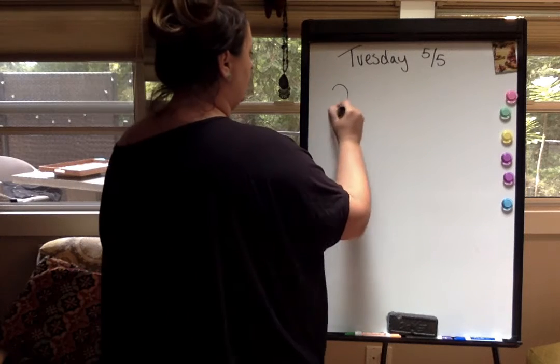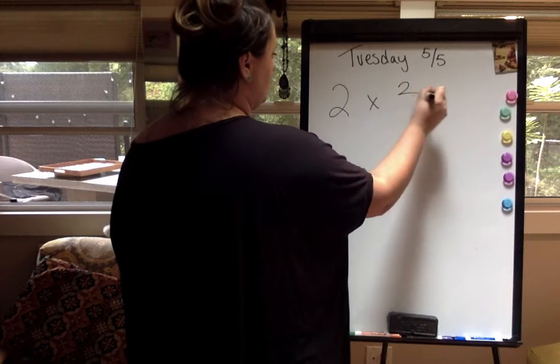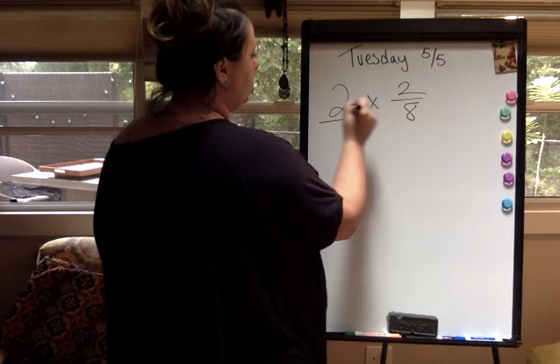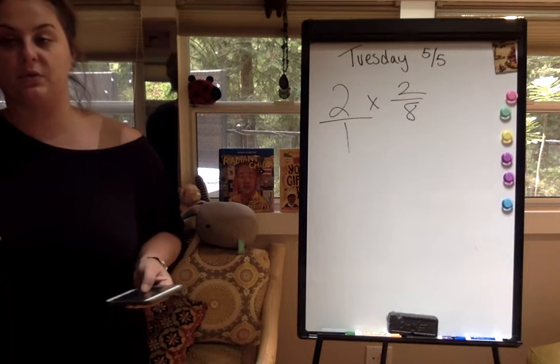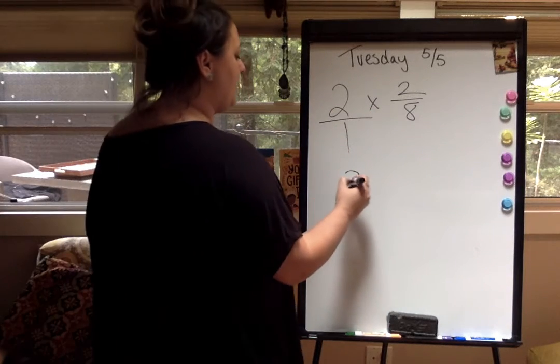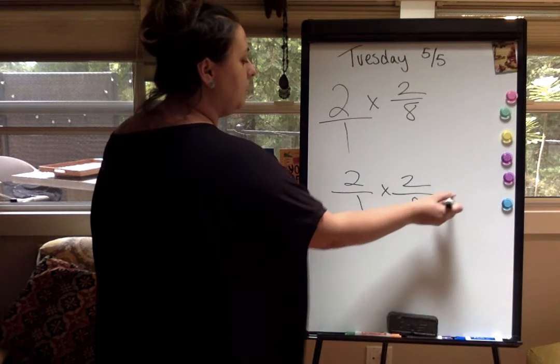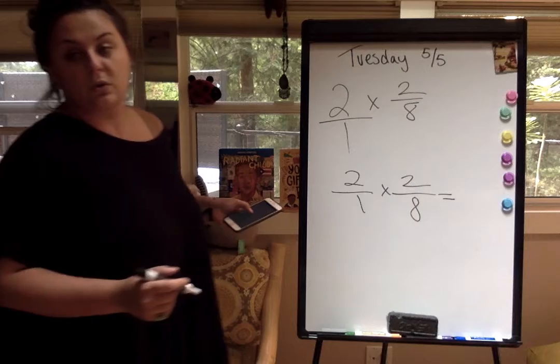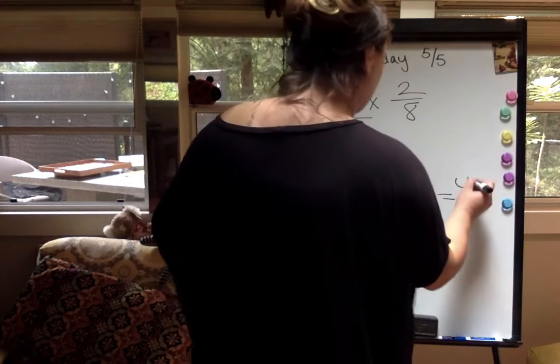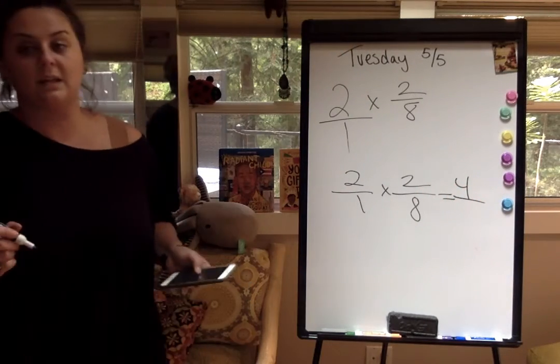Multiplication of a whole number, 2 times 2 eighths. First thing you want to do is make your whole number into a fraction. And I'm going to rewrite mine so it's nice and neat. And then I'm going to multiply. 2 times 2 is 4. 1 times 8 is 8.